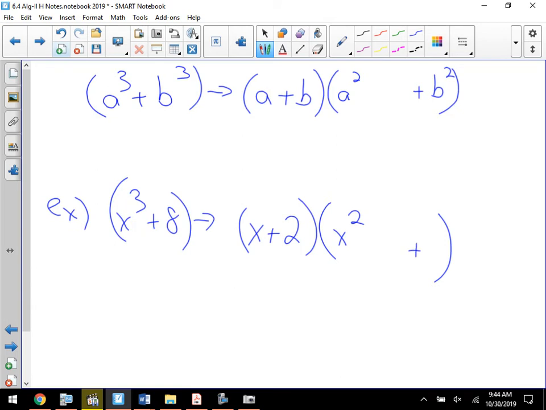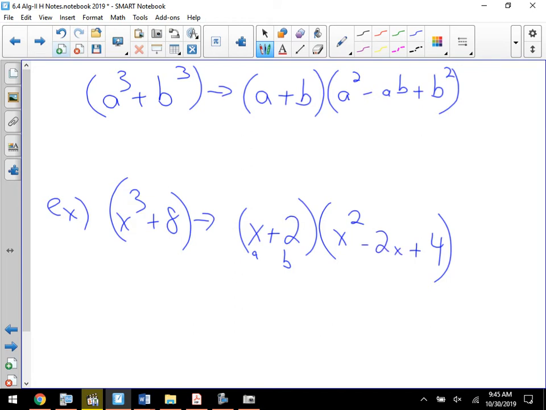What was our b value here? It's 2. Remember, this is your a and this is your b. What's b squared? 4. In the middle, it's always going to be a times b, and it's always going to be the opposite sign of what you start with. So this becomes 2x.